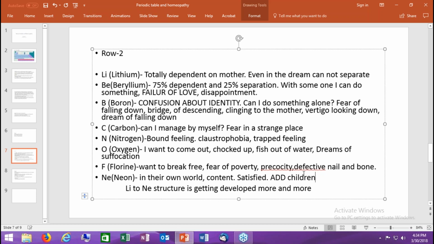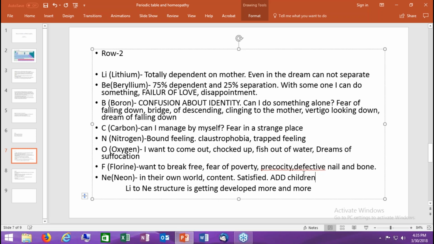Also, we have fluoric acid. Two remedies are there. Fluoric acid we think of when there is excessive growth of nail. The nail grows every week. Every week we have to cut the nail. And the hair also grows very fast. Once in 15 days we have to cut the hair of the boy. So that is called acid fluor.